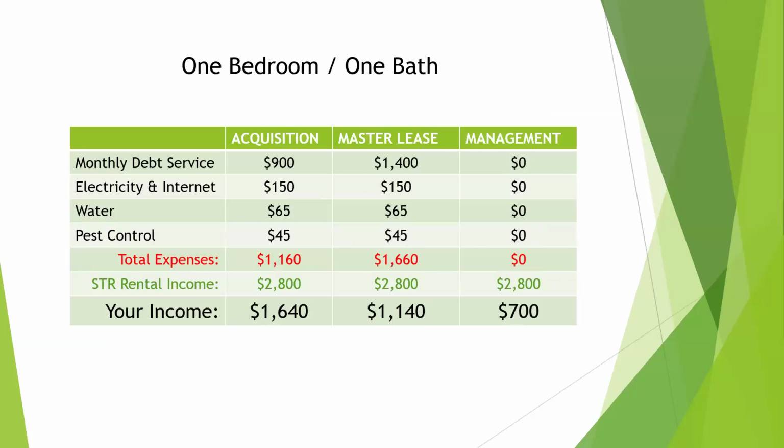Obviously with acquisitions, you own the property, and you've got a monthly loan you're going to have to pay. You're going to be responsible for the monthly utility bills, typically electricity, internet, water, pest control, landscaping. If there's a pool, obviously servicing for the pool. All those expenses need to be factored in. And then in this 1-bedroom, 1-bath example, if your gross short-term rental revenue is around $2,800, then your income potential in the acquisition strategy is going to be around $1,640.